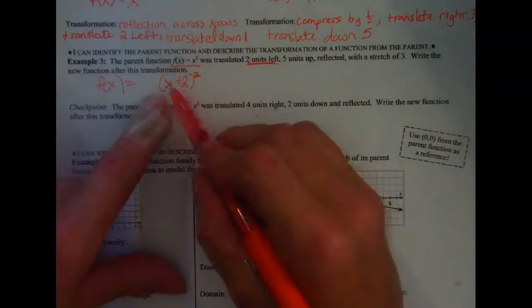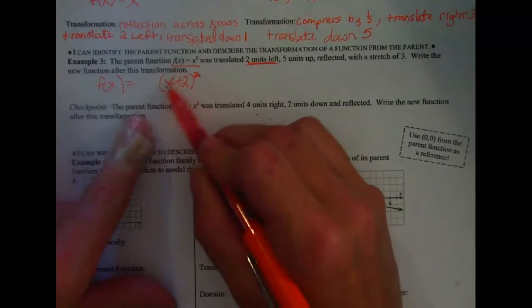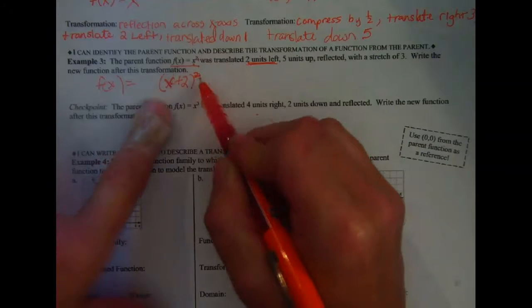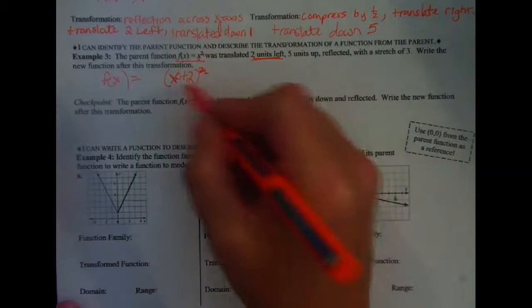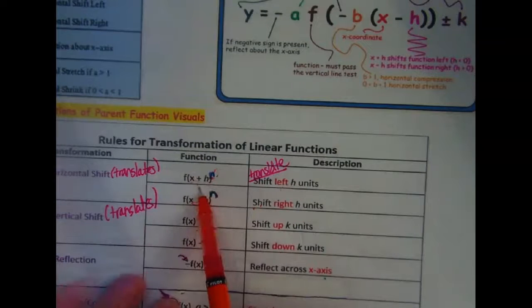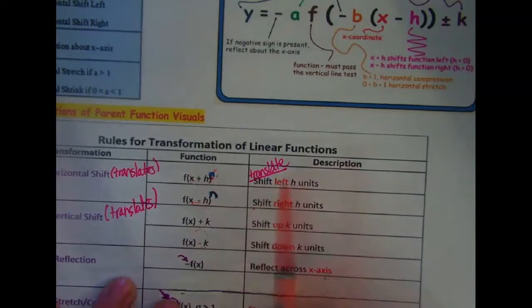Same with the x. It stays there. These are the 2 parts of the parent function. We keep the x, we keep the little 2, we just put it on the outside. But putting it in parentheses with the plus 2, that's what tells us, in parentheses and the plus the number, that we go left.